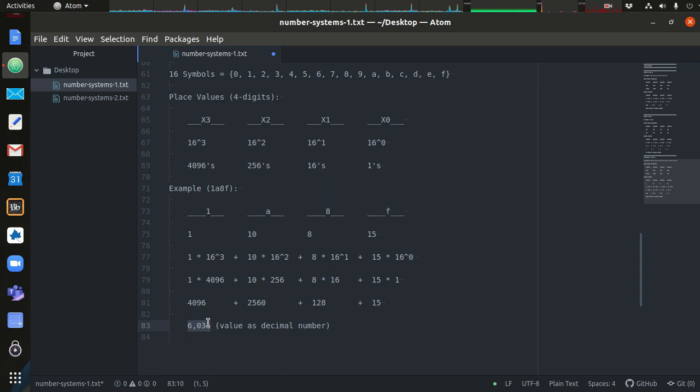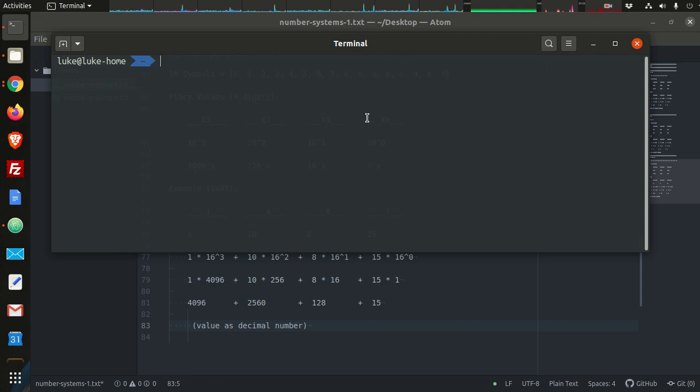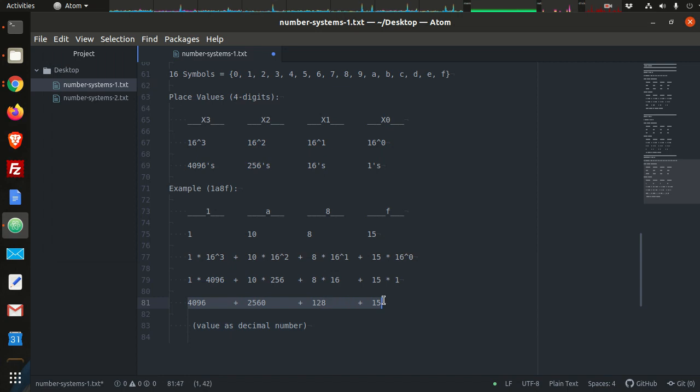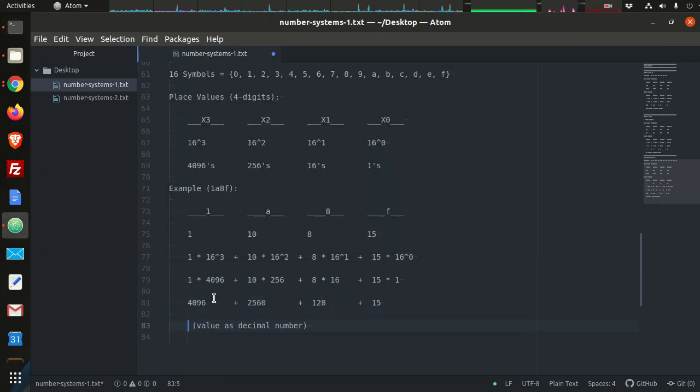So let me check my math here, since I had that little error. We'll open up Python conveniently enough, Python 3, and we'll just paste this in here and add these values up. So that should be 6799. So 6799 is the value of this number, which is hexadecimal 1A8F. The value as a decimal number is this.